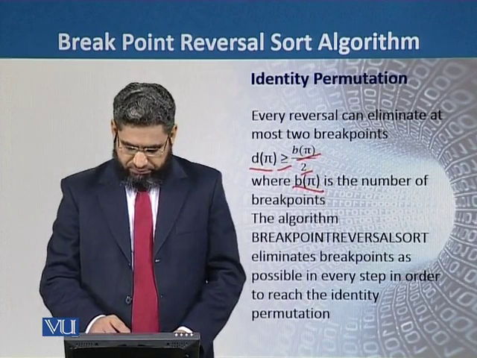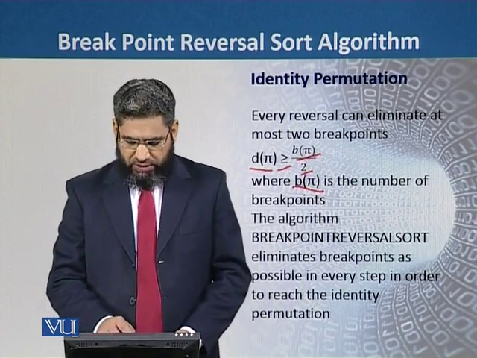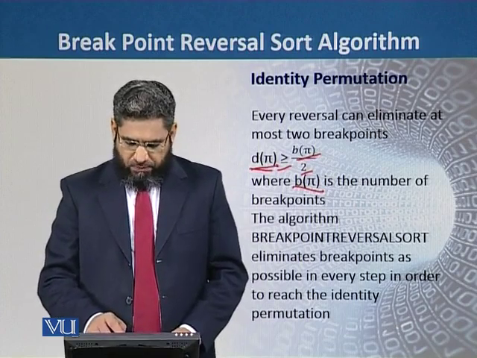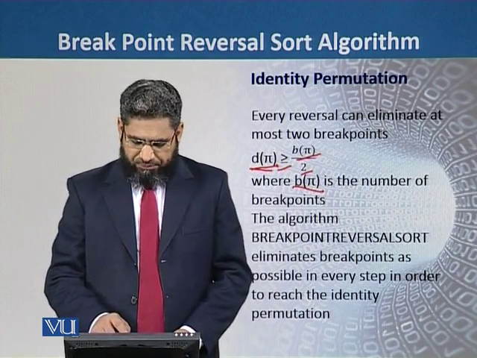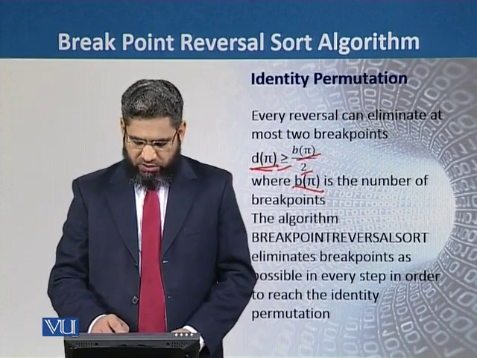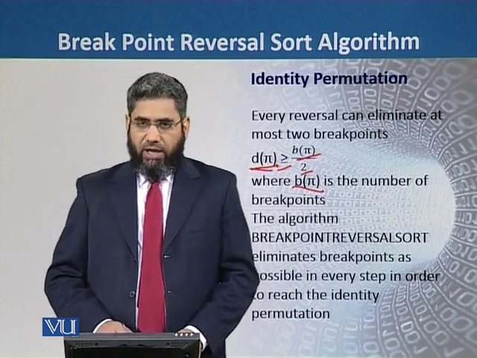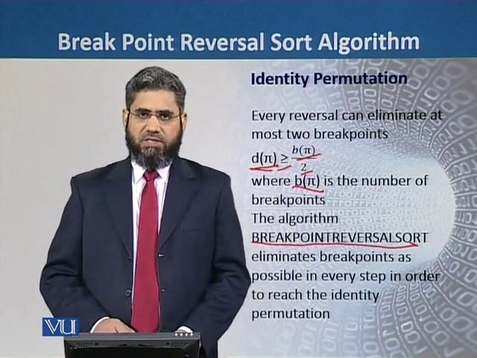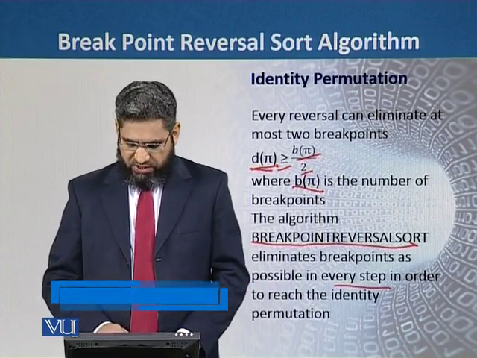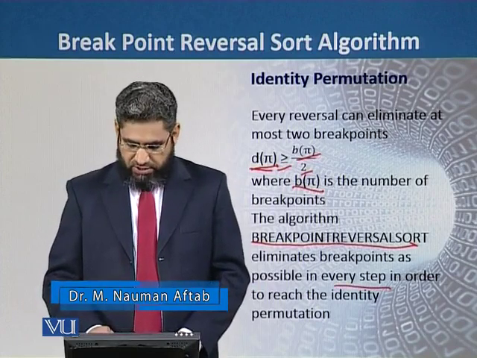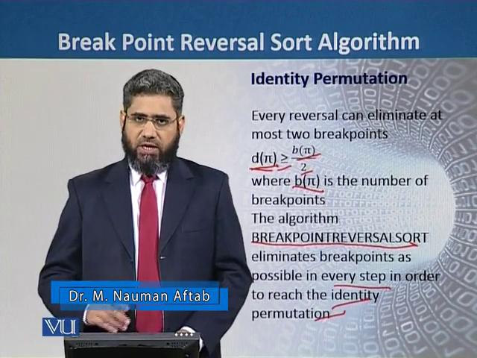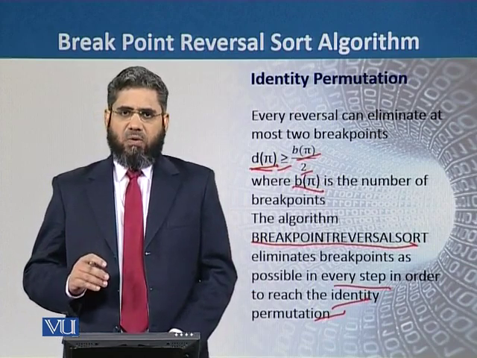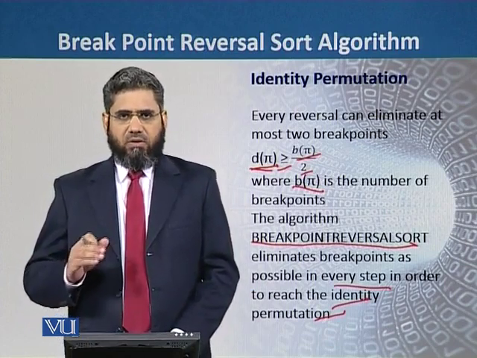So it means that after the reversal, the number of breakpoints should be less than that of the original permutation. The breakpoint reversal sort algorithm eliminates as many breakpoints as possible in every step in order to reach the identity permutation. And we know the identity permutation means that the elements come in ascending order.